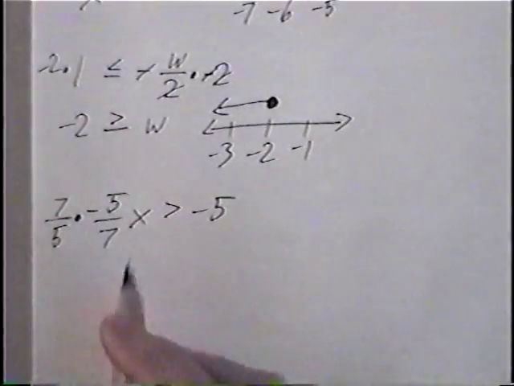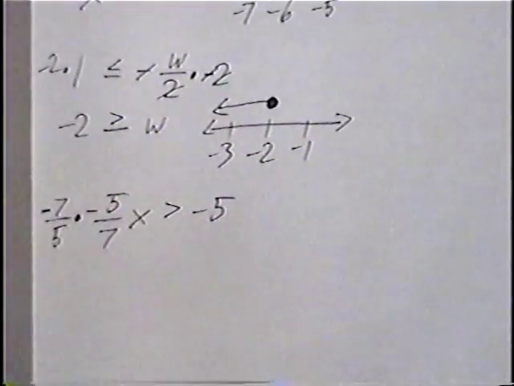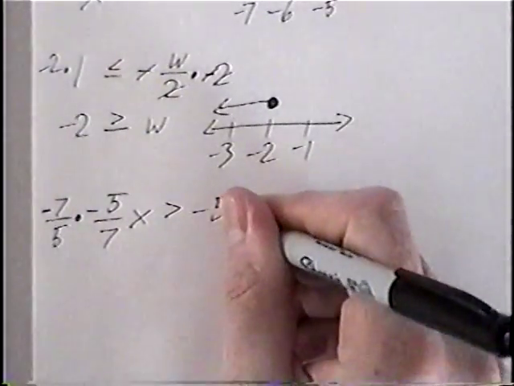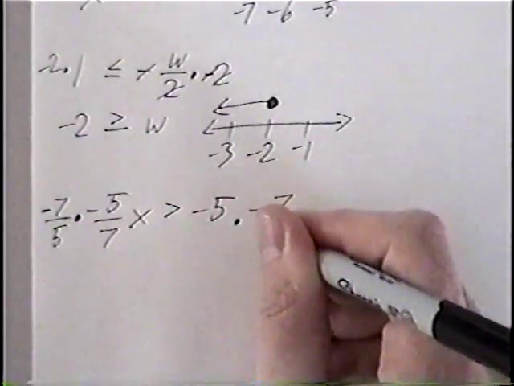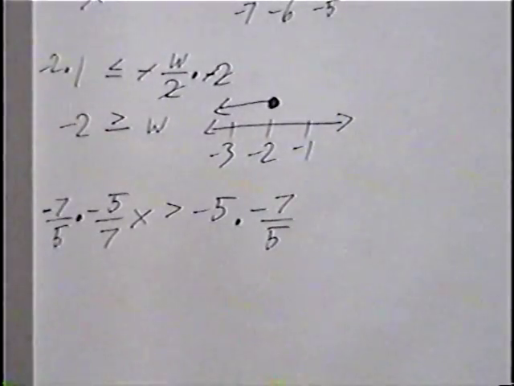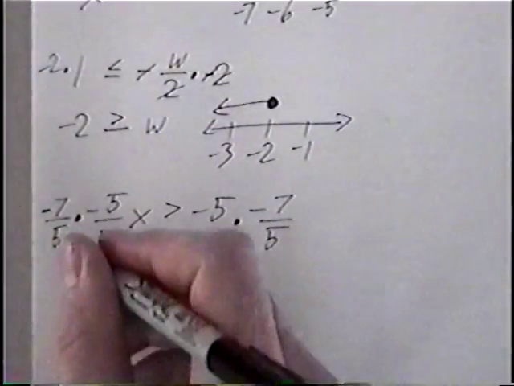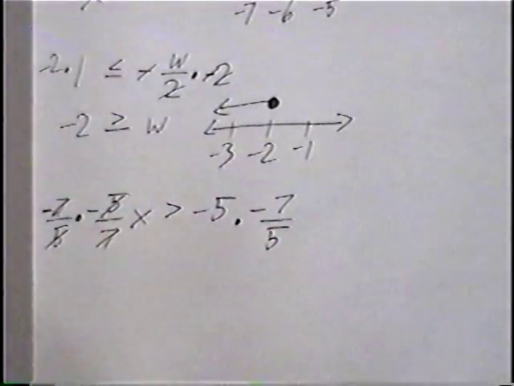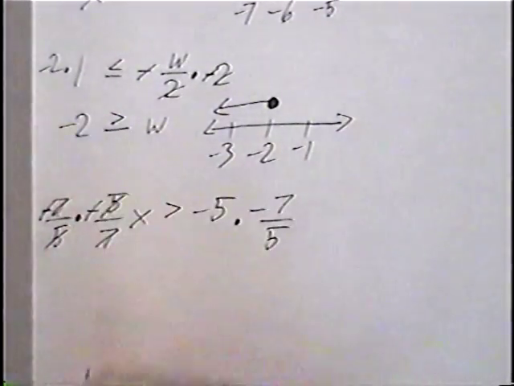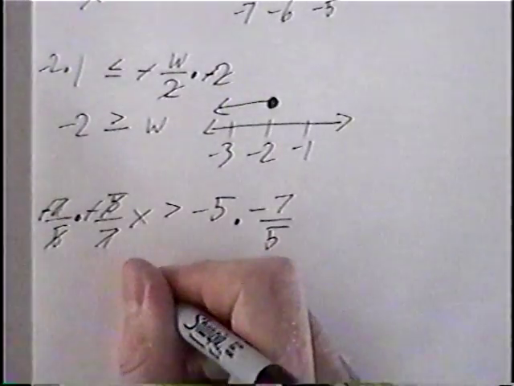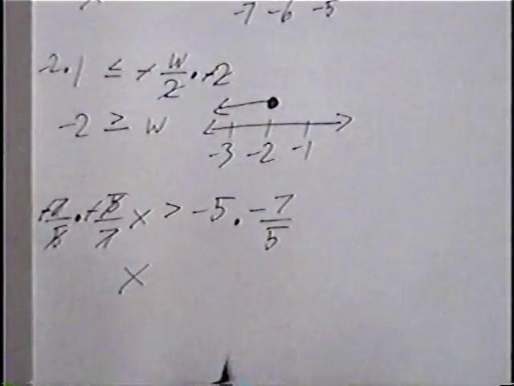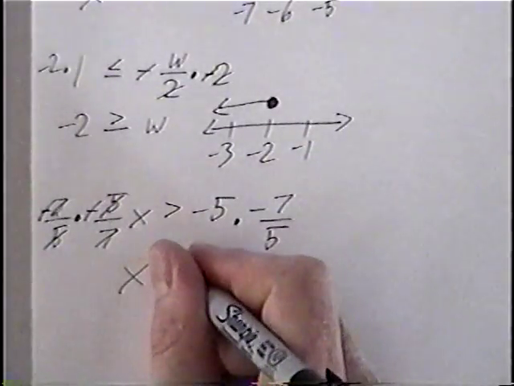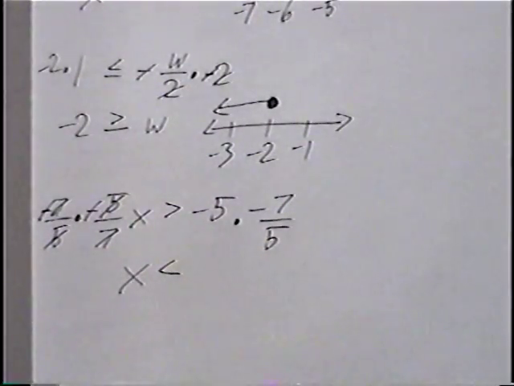And we want to also cancel out the negative, so we'll make it a negative 7 over 5. And again, we'll multiply both sides by negative 7 over 5. On this problem, the 5s would cancel, the 7s would also cancel, and the negatives would cancel. So we'll be left with x. Keep in mind we multiply by a negative number. Anytime we multiply by a negative number, the inequality will flip around.